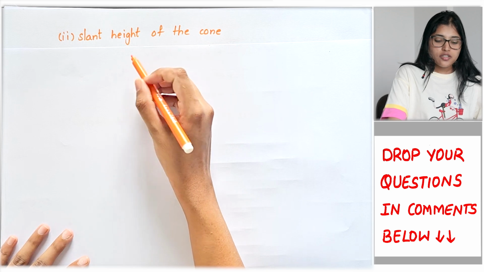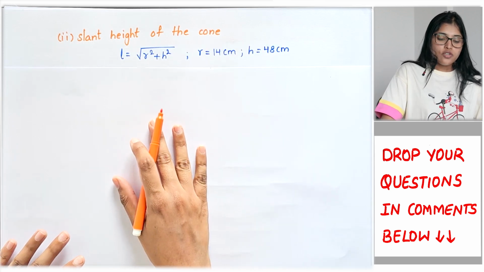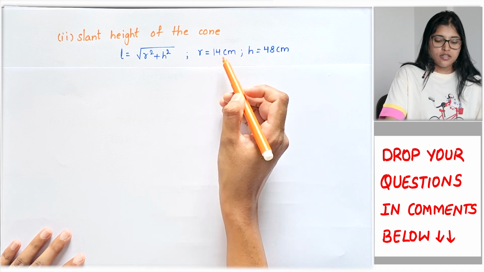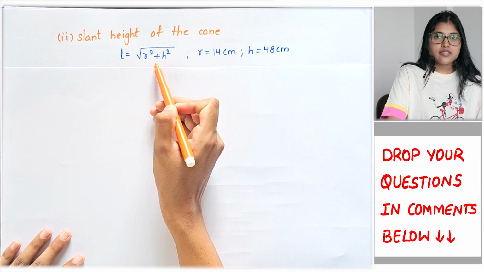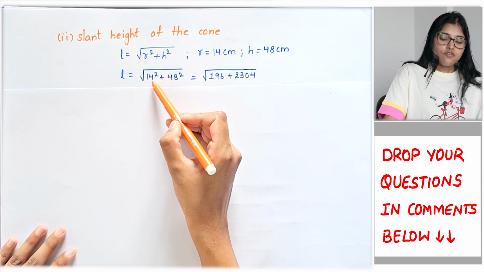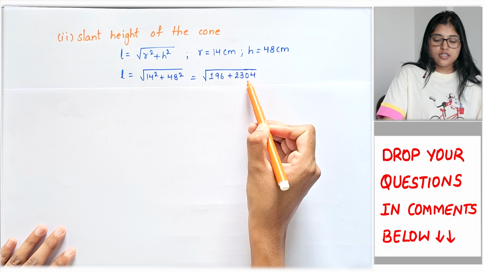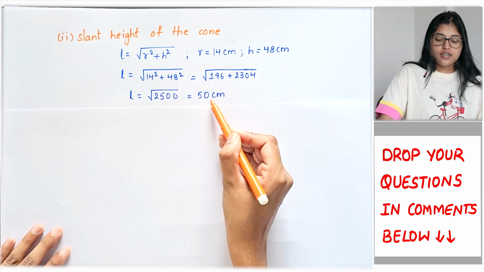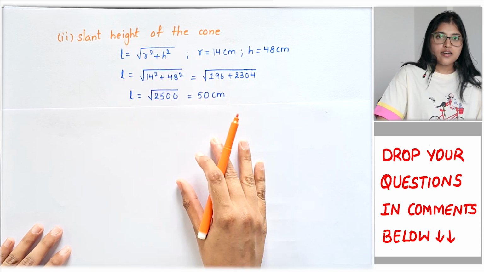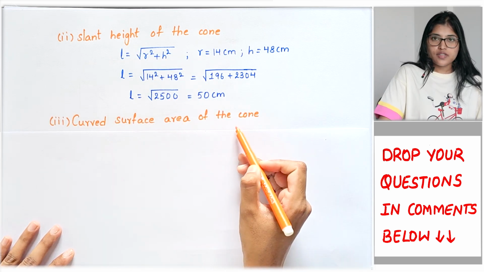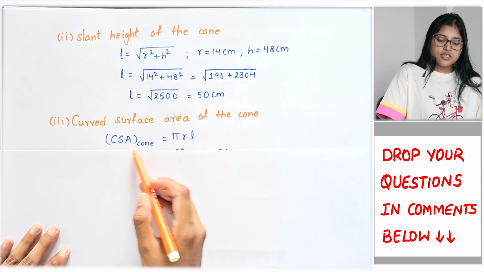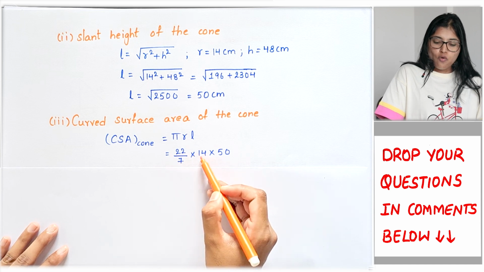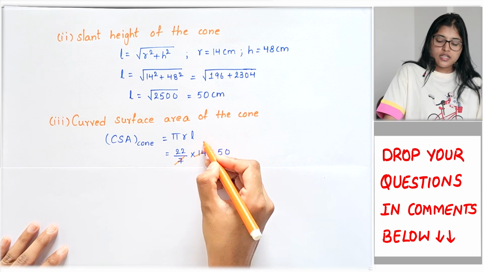The second part of the question asks us to find slant height of the cone. Now that we have found the value of h as 48 centimeters and r is given to us as 14 centimeters, we can substitute in this formula to find slant height or L. Upon substitution, 14 square plus 48 square becomes 196 plus 2304, which is equal to 2500. So square root of 2500 is nothing but 50 centimeters, which is the slant height. Third part asks us to find the curved surface area of the cone. The formula for curved surface area of the cone is pi into r into L. So 22 by 7 into 14 into 50 gives me 7 twos are 14.